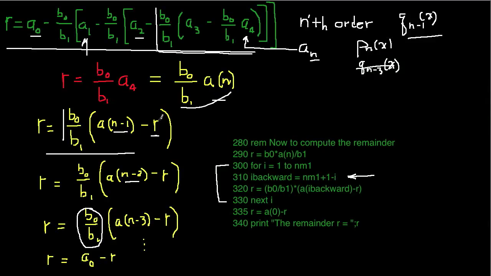But like I said, the last one is different. So we compute that one outside the loop after we have finished executing this. We come down here, and outside the loop, I compute this final estimate for R, which is just simply A0 minus the previous estimate for R. In other words, R is equal to A0 minus R. And at this point, if everything is done correctly, I should have successfully computed the remainder R.